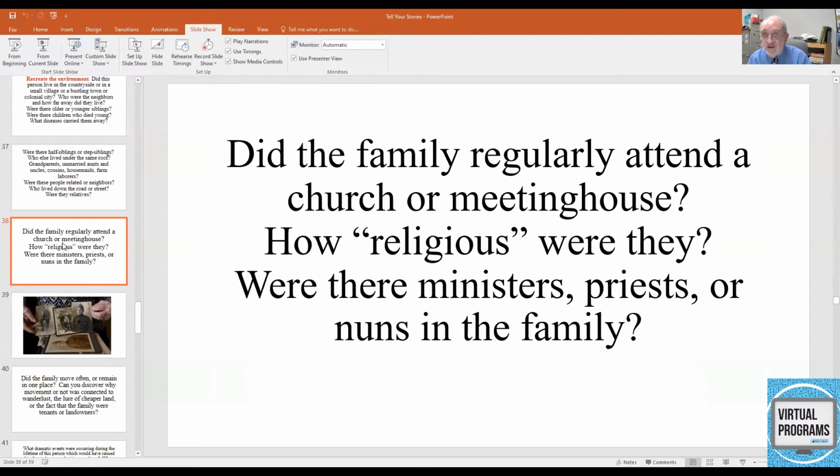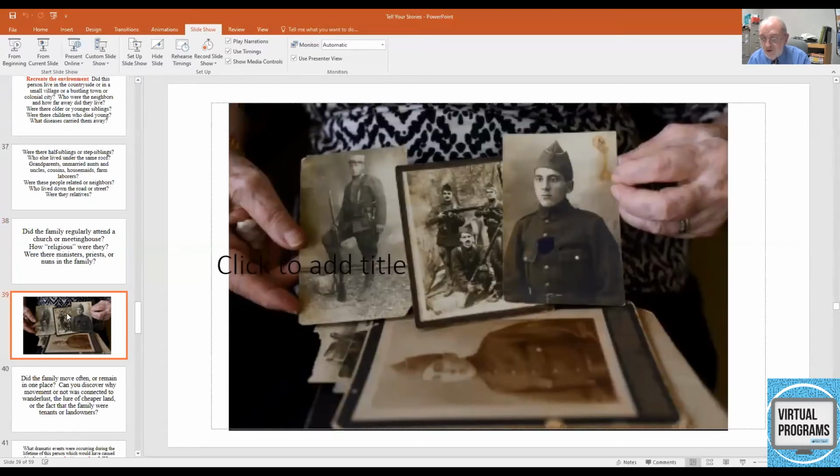Did the family regularly attend a church or a meeting house? How religious were they? Were there ministers, priests, or nuns in the family? If the person was the minister or a priest or a nun, what records exist to validate that fact? Did the target person fight in a war? Has anything survived from that time period?